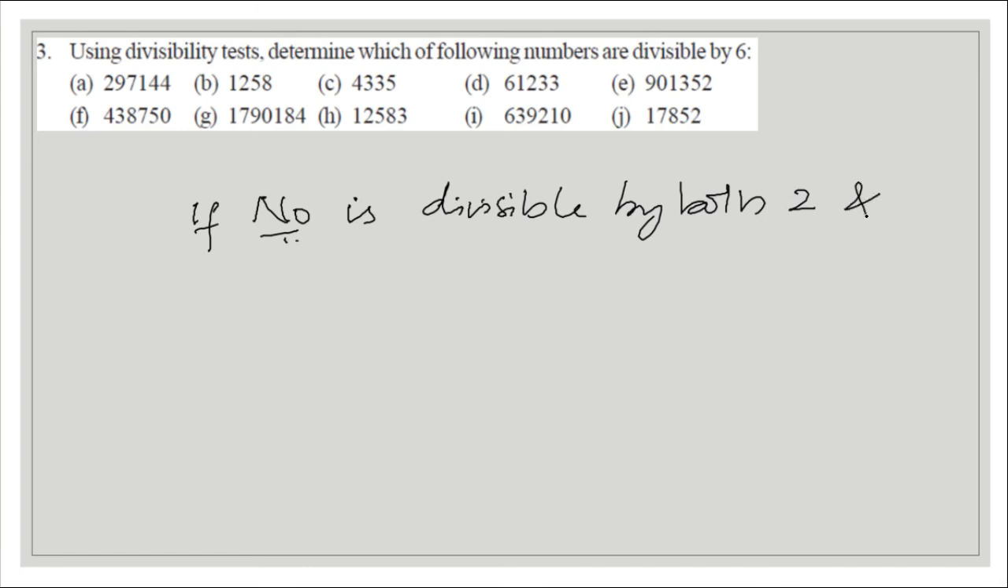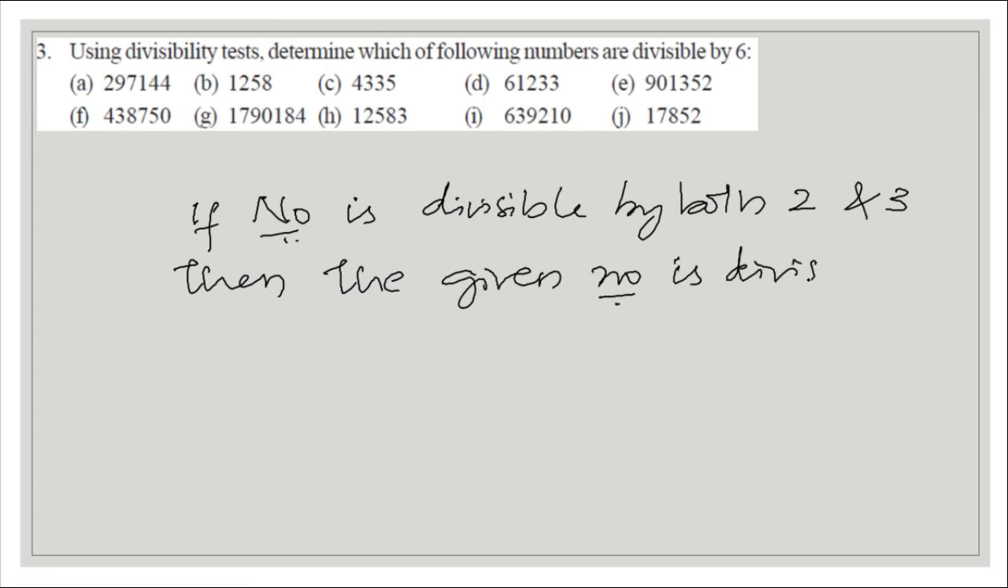Look at question number 3. Using divisibility test, determine which of the following numbers is divisible by 6. Let me give a brief idea. If the given number is divisible by both 2 and 3, then the given number is divisible by 6.